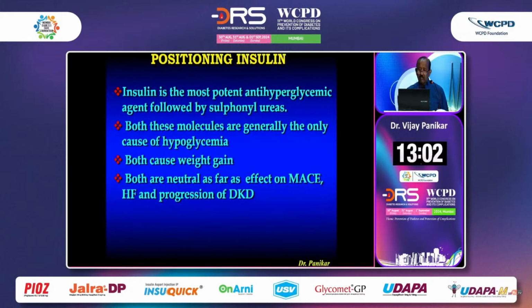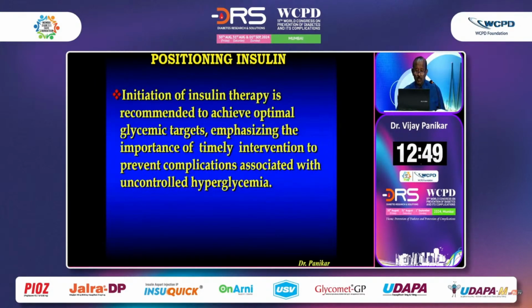So insulin is the most potent anti-hyperglycemic agent followed by sulfonylureas. Both these molecules are generally the only two which cause hypoglycemia, both cause weight gain, and are neutral as far as MACE and diabetic kidney disease. So what is insulin? Initiation of insulin therapy is recommended to achieve optimal glycemic targets, emphasizing the importance of timely intervention to prevent complications associated with uncontrolled hyperglycemia. So it is just an agent to bring down your blood sugar, and a very potent one at that.